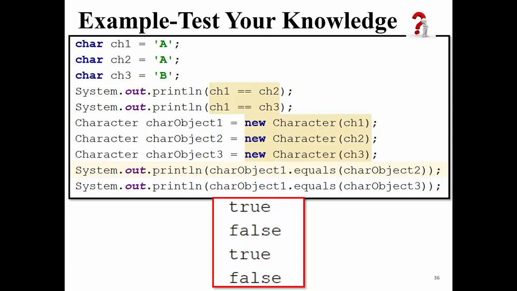Still, character 1 is equal to character 2, and the object character 1 is equal to the object character 2 because the state of that object is the same. The state is capital A.